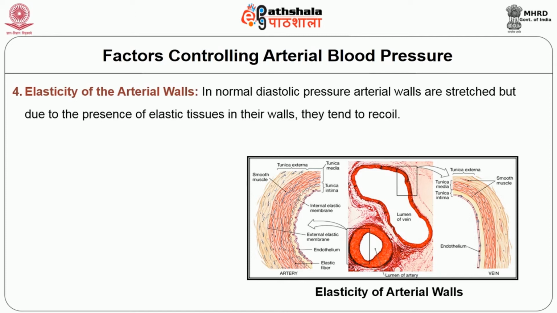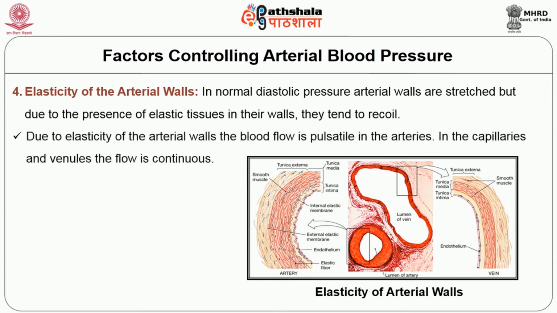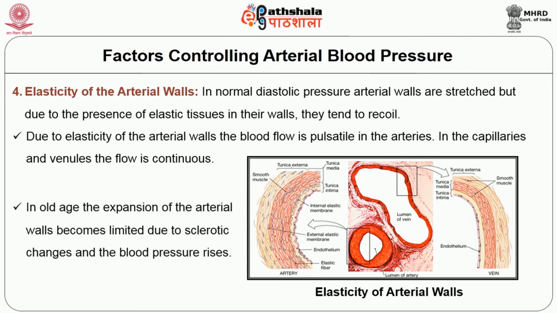Elasticity of the arterial walls. In normal diastolic pressure, arterial walls are stretched, but due to the presence of elastic tissues in the walls, they tend to recoil. Due to elasticity of the arterial walls, the blood flow is pulsatile in the arteries. In the capillaries and venules, the flow is continuous. In old age, the expansion of the arterial walls becomes limited due to sclerotic changes and the blood pressure rises. Here you can see the effect of elasticity of the arterial walls on blood pressure.